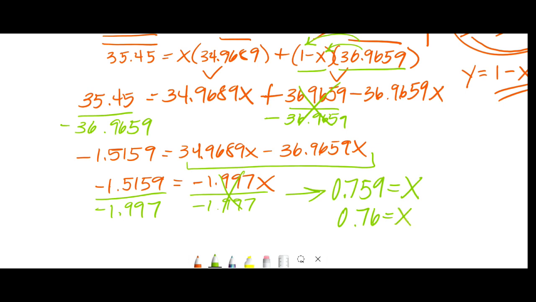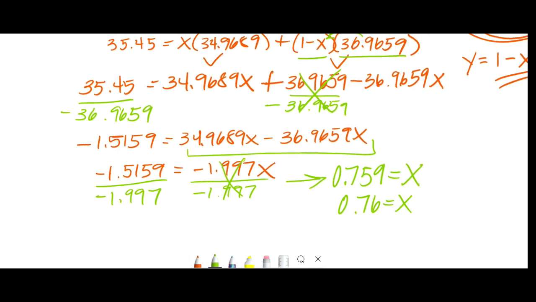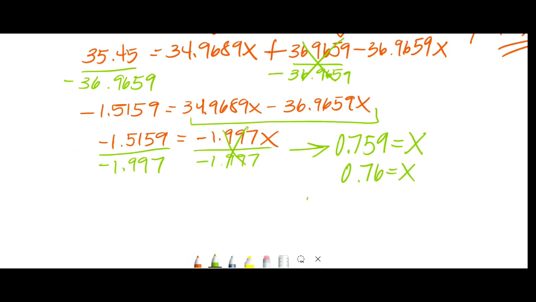So what does this mean? Well, this means that x, which was the percent abundance of one of our isotopes, this is its percent abundance expressed as a decimal. Okay, but what is it as a percentage, right? Well, all I have to do is multiply by 100. 0.76 times 100 gives me 76%. And that is for x.